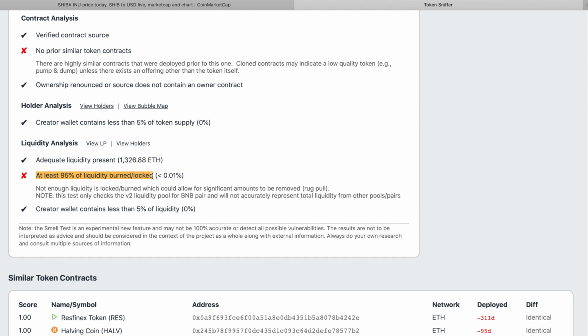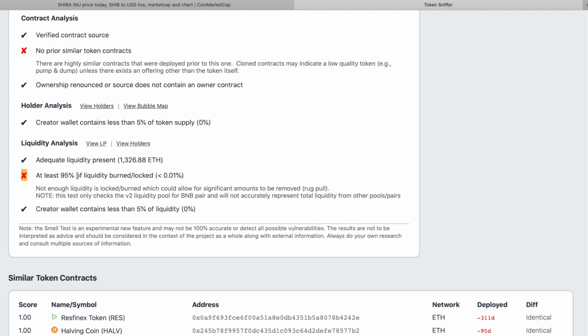95% of liquidity burned or locked. This one is not always ticked. In most cases it is probably with an X. What this means is that, let's say they created a token, they have 1 billion tokens. Okay. If the liquidity is locked, that means that the developers don't have access to it. So, for example, when they list it on the exchange, they will give that exchange the whole amount of tokens to be locked on that exchange.